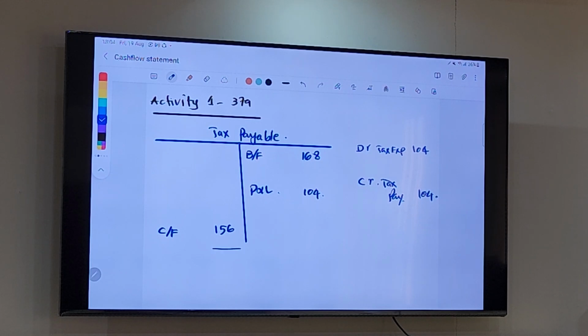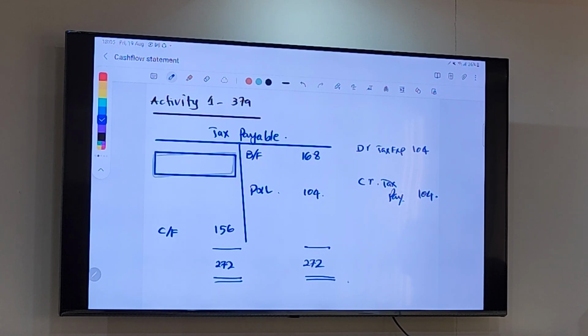Now let's balance this. Brought forward and carry forward, it's very important. When you take the total on the credit side, how much is coming here? 272. So the balancing figure is 116. What do you think this 116 is? It's the paid amount. It's the cash that I am paying to the tax department for the company.